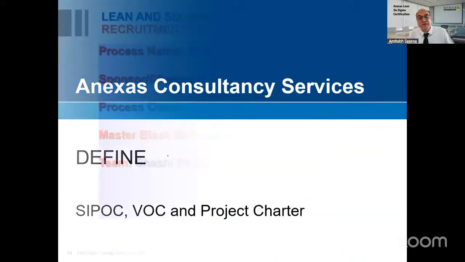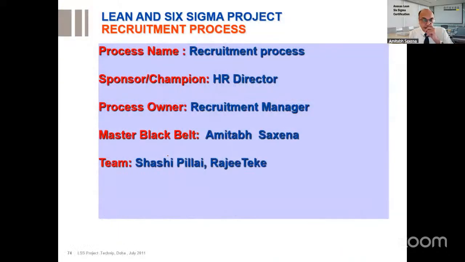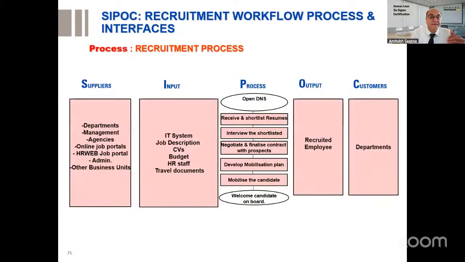Let me show you, define. So this company wanted to reduce the recruitment cycle time. I'm just giving you a very, very brief overview. They wanted to reduce the recruitment cycle time. They created a team, and this is a 15-year-old project. First, they created a SIPOC.